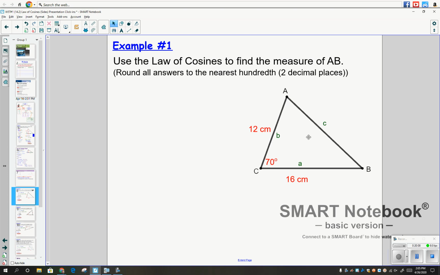Well, which formula do I want to use? If I look back, I want to use the third one, the bottom one. c squared equals a squared plus b squared minus 2ab times cosine of C. I'm just going to plug in the measures. I don't know side c, so I'm going to leave that blank. a is 16, so I'm going to replace a with 16, make it 16 squared. b is 12, so I'm going to replace b with 12, 12 squared. Minus 2 times a, which is 16, times b, which is 12, times cosine of angle C, and angle C was 70 degrees.